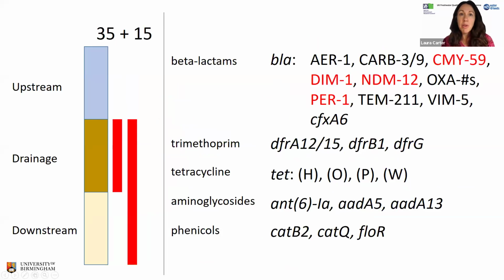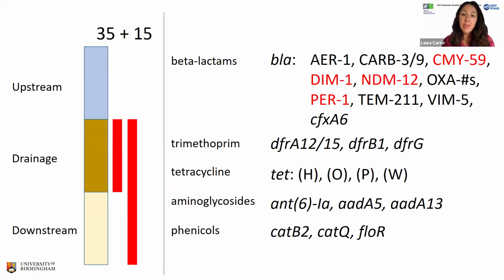But if we focus just on the drainage and the downstream sites, we're able to see some ARGs which are potentially of greater clinical relevance, such as extended-spectrum beta-lactamases. So you've got CMY59, but you've also got NDMM12 as well.